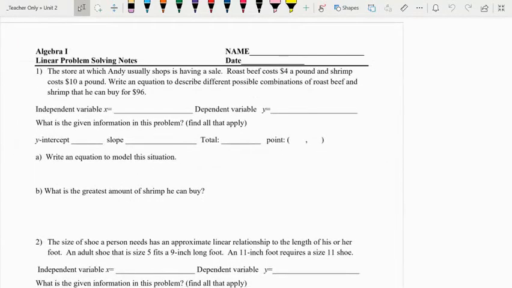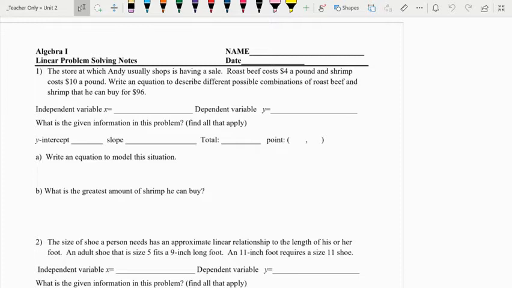So for Algebra 1 in Unit 2, when we're solving linear word problems, the big thing is that you can set it up any way that you really want to. So if we look at number 1, I'll explain what I really mean by this.